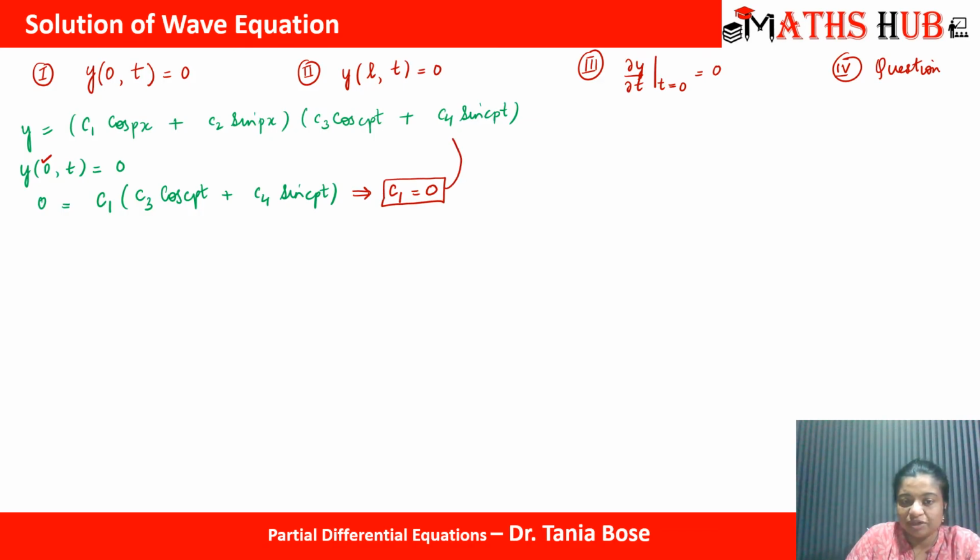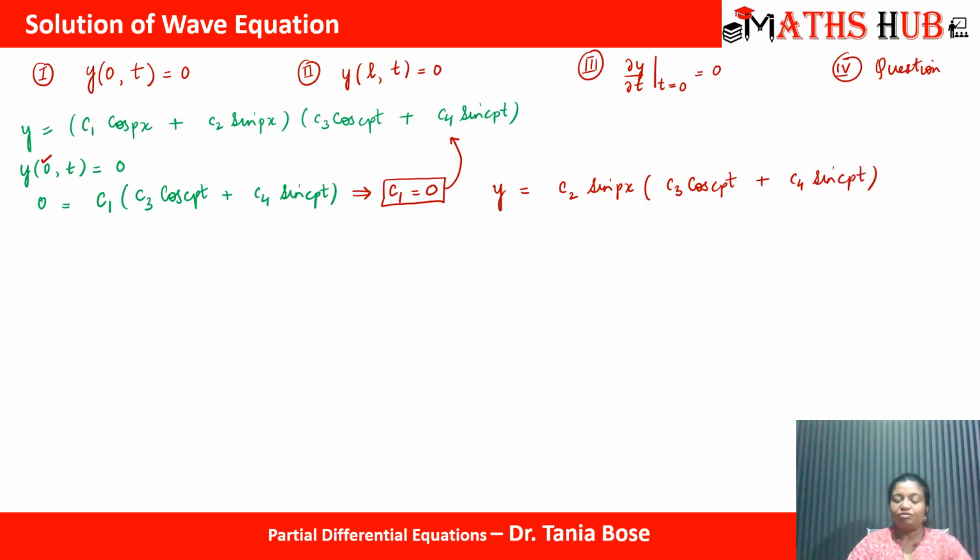So substitute it back in the displacement and reduce it. So what is y then? C1 becomes 0. So we get C2 sine px multiplied by C3 cos cpt plus C4 sine cpt, right? So you have to see that on which variable we are applying the condition, and only that part will get affected, not the rest of the part, right? So we have applied the first condition.